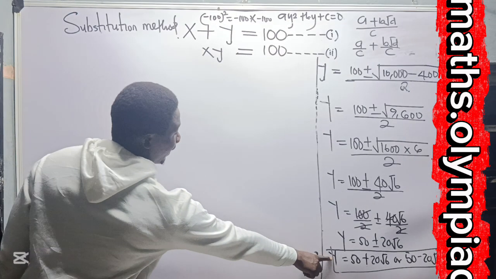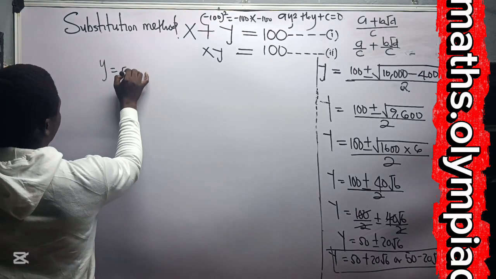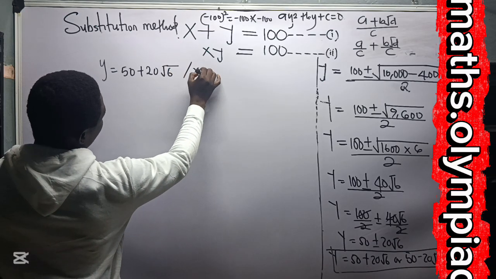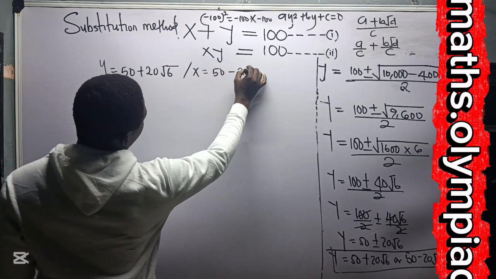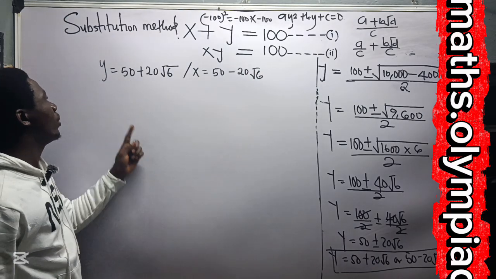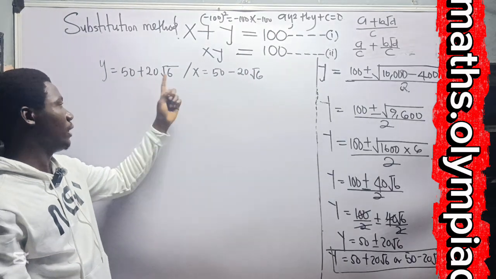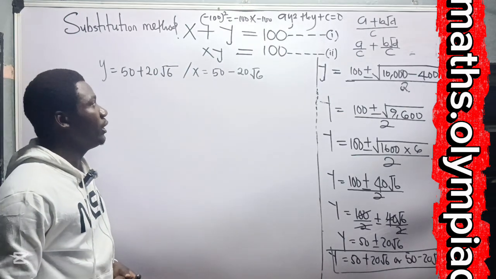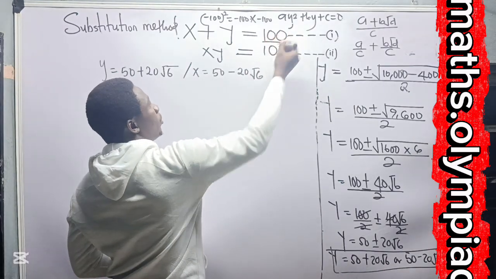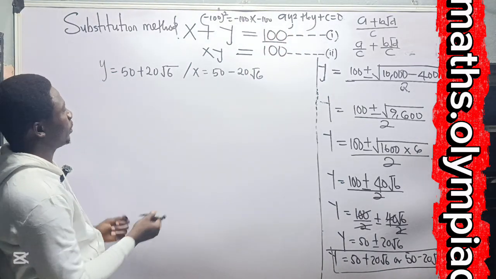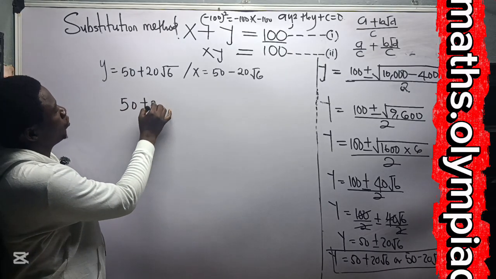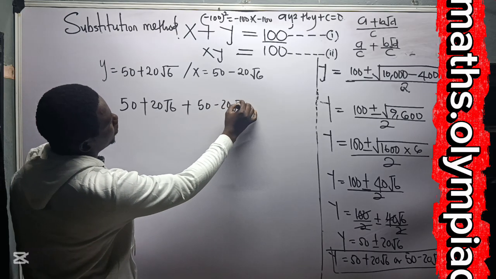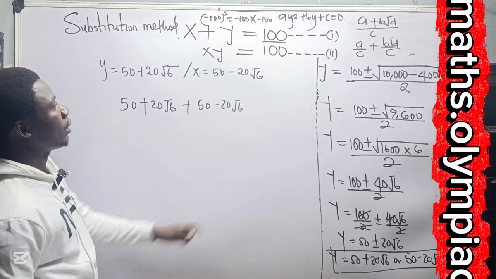So like I said, y is equal to 50 plus 20 root 6. Then x will be 50 minus 20 root 6. Yes. So when your y was this, this was your x. When there was plus here, it was minus here. You saw how we solved it. So let's add these two together to see if we are going to get 100. You have 50 plus 20 root 6 plus 50 minus 20 root 6. Let's add it up together. You'll see if we are going to get 100.